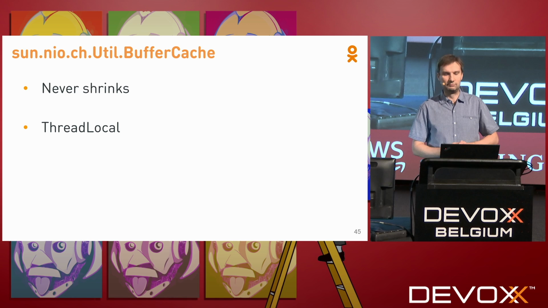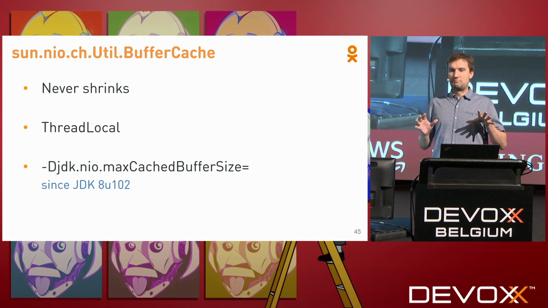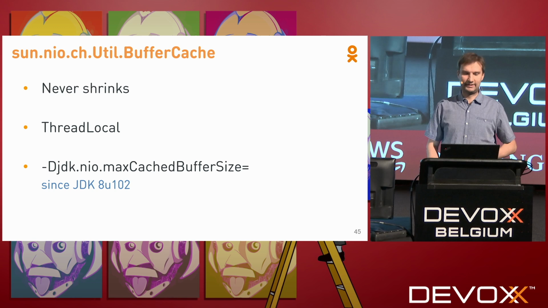But the good news is that the maximum size of byte buffer that goes to this cache can be limited. So if you run an application that intensively uses byte buffers, for example, Elasticsearch or something, then it can be a good idea to limit their max cached buffer size.